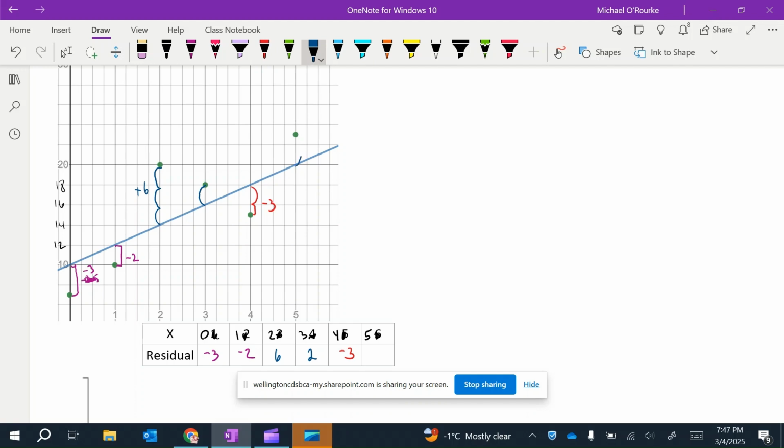And here, we're up 1.5, so that's plus 3. I'm saying that because every one of these here is worth 2.